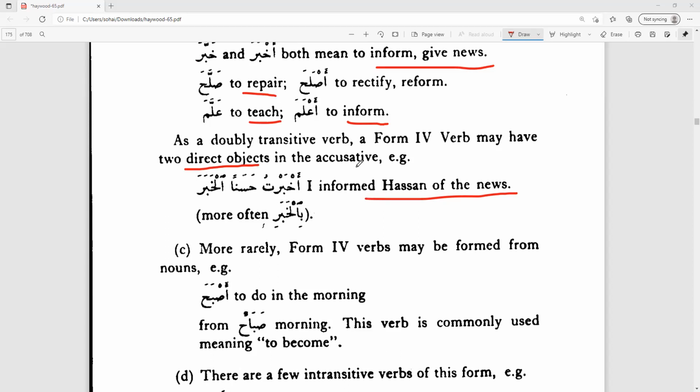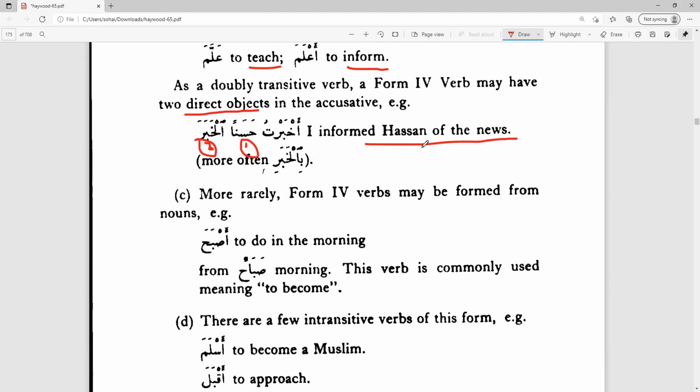What's said is that a double transitive verb may have two direct objects in the accusative. This is the same for form 2 and 4. For example, أخبرت حسنا الخبر, I informed Hassan of the news. This is object 1, this is object 2. Both are accusative. But it says that instead of saying al-khabra, we normally say bil-khabri more often. Sometimes it is said the other way, but more rarely, so it's not very often.